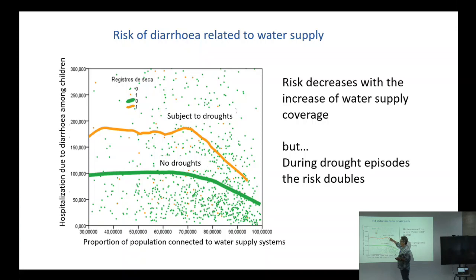But if the municipality is subject to drought, we have around double the incidence rate. So this kind of distinction doesn't belong to people. It's an attribute of the environment, of climate. People don't even know if they are in a drought situation or condition. They simply use the water. And the effect on infectious disease is very different in these cases.